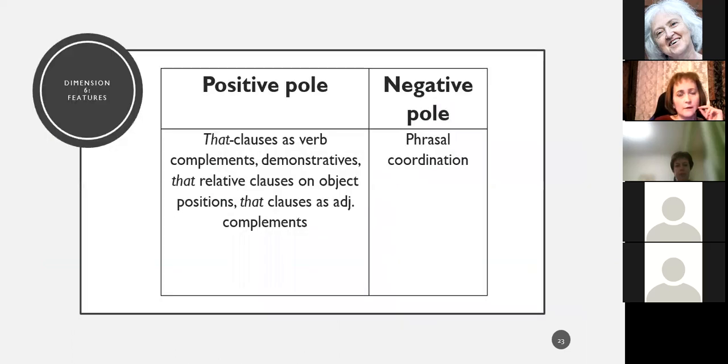And the linguistic features of this dimension are presented on the slide. So the positive pole is explained through the use of that-clauses as verb complements, demonstratives, that-relative clauses in object position, and that-clauses as adjectival complements, while the negative pole involves only phrasal coordination. So that's it. These are the 6 dimensions that were identified by Douglas Biber.